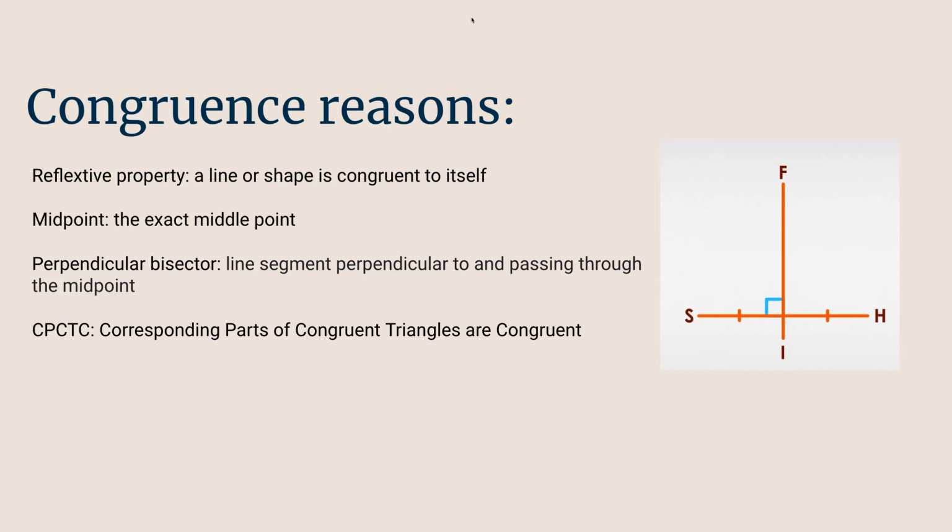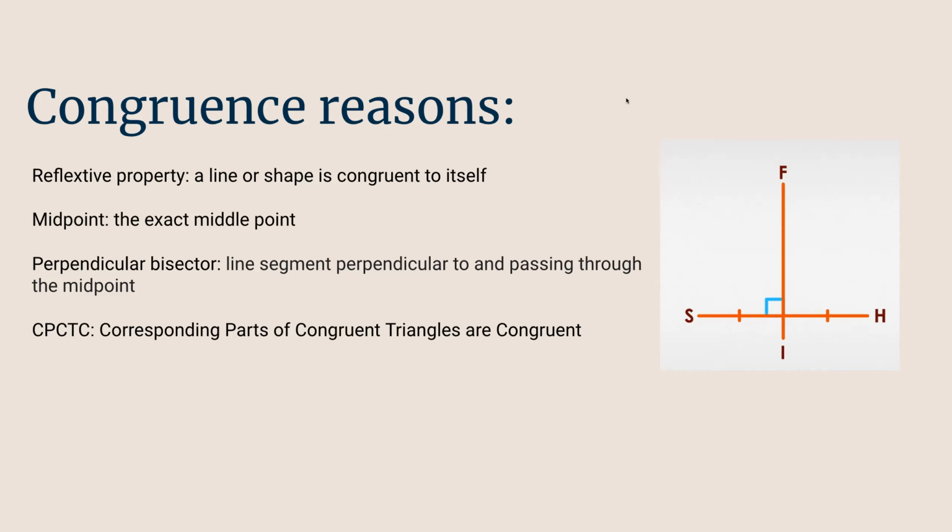There are different reasons to say that something is congruent to another. So we have the reflective property. That's where you just flip or reflect a line or a shape, and that would be congruent. And then there's the midpoint, where two things have the same midpoint, and that would be congruent.